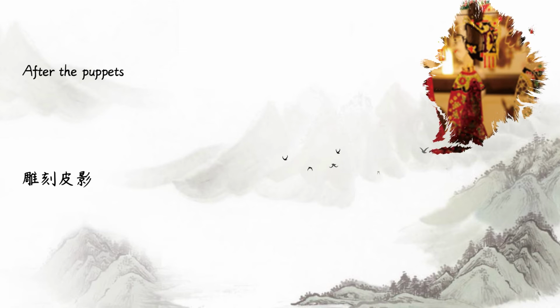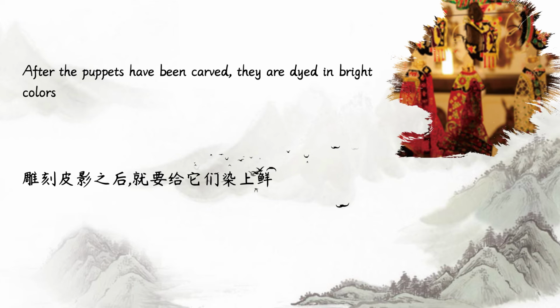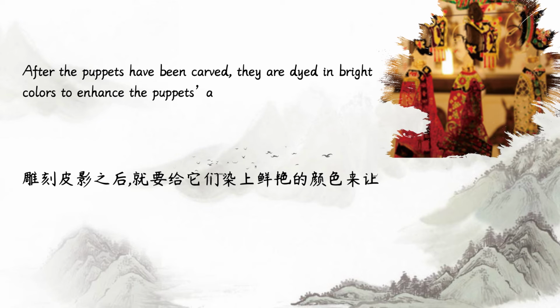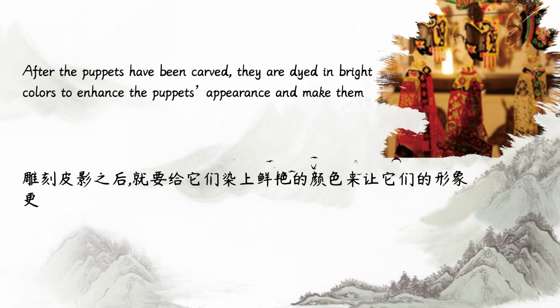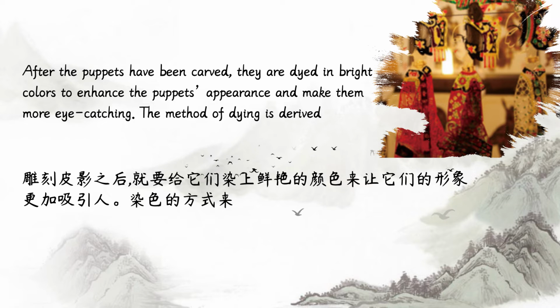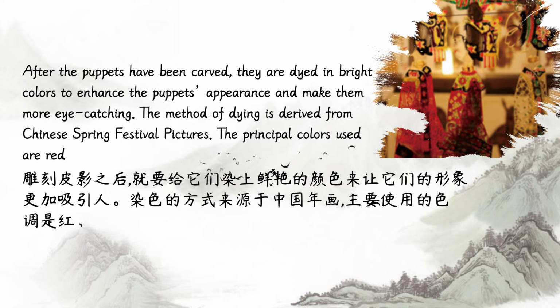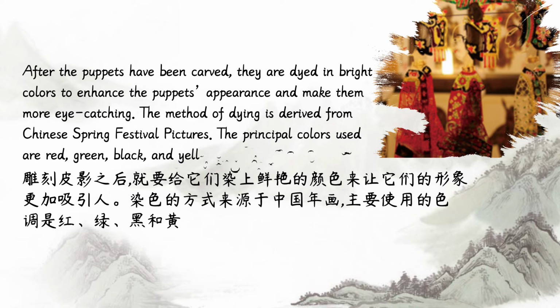After the puppets have been carved, they are dyed in bright colors to enhance the puppet's appearance and make them more eye-catching. The method of dyeing is derived from Chinese Spring Festival pictures. The principal colors used are red, green, black, and yellow.